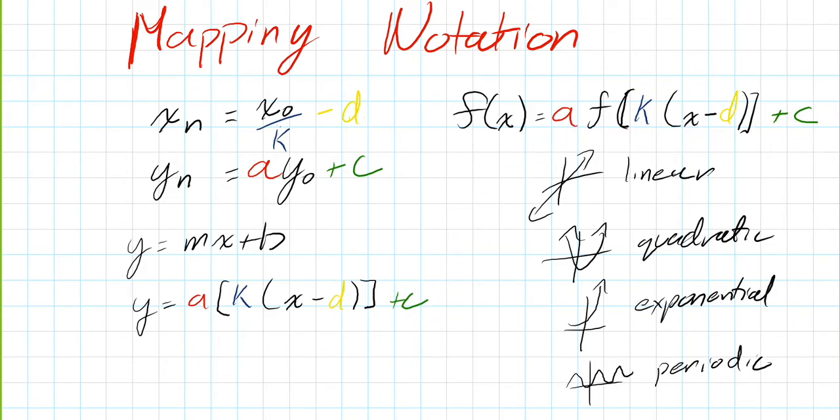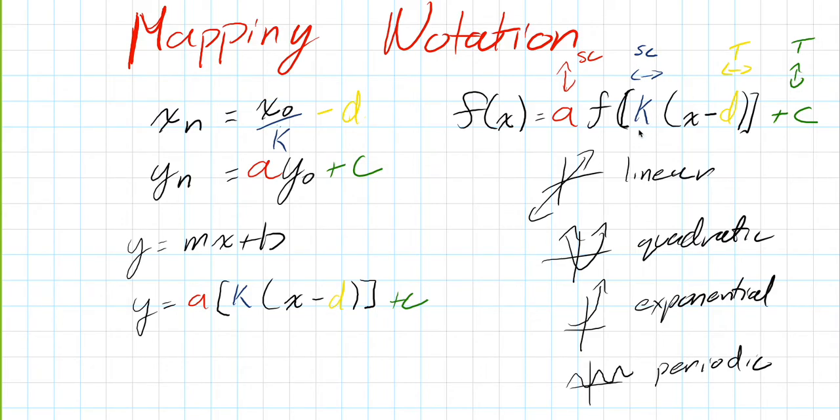What we've got to remember is what they do. For instance, a does vertical stretches and compressions. k does horizontal stretches and compressions. d does horizontal transformations or translations. And c does vertical, so up and down translations or transformations, okay?